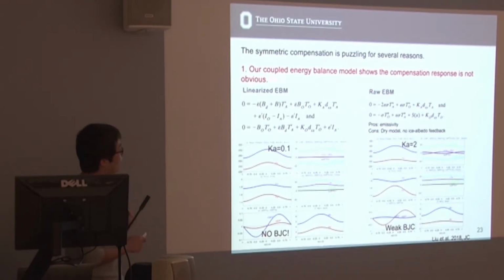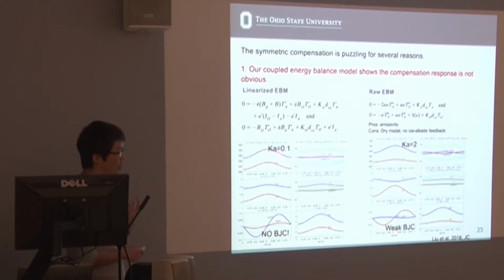So first we linearize our energy balance model and keep all parameters the same as what I showed in the previous slides. And then we perturb the emissivity. In this case, we found there is no compensation. Both the atmosphere and ocean heat transport are in the same direction. They are all amplified poleward. It is because under this global warming case, the temperature in the atmosphere and ocean warms more in the tropics than the pole. So this is why they are all transporting energy poleward.